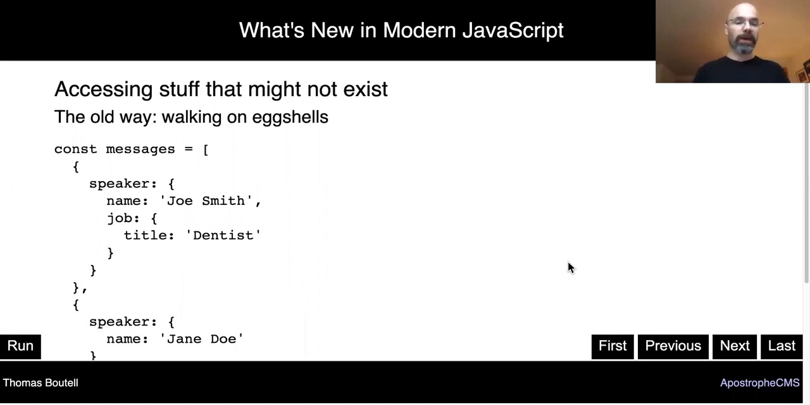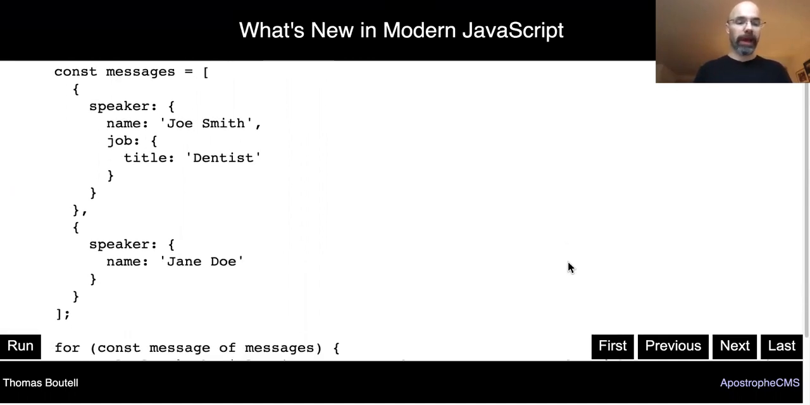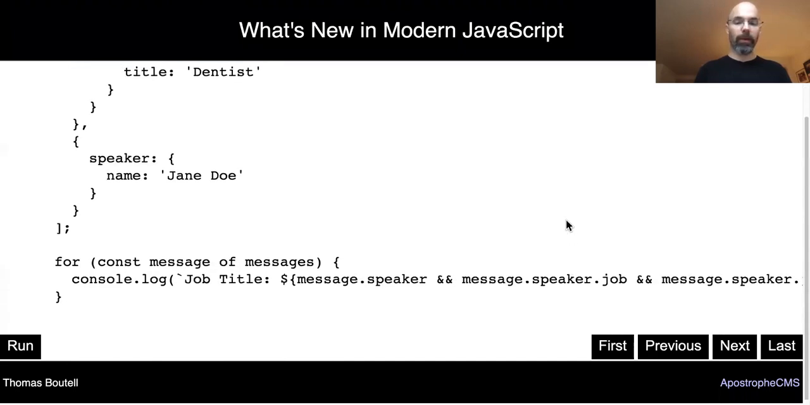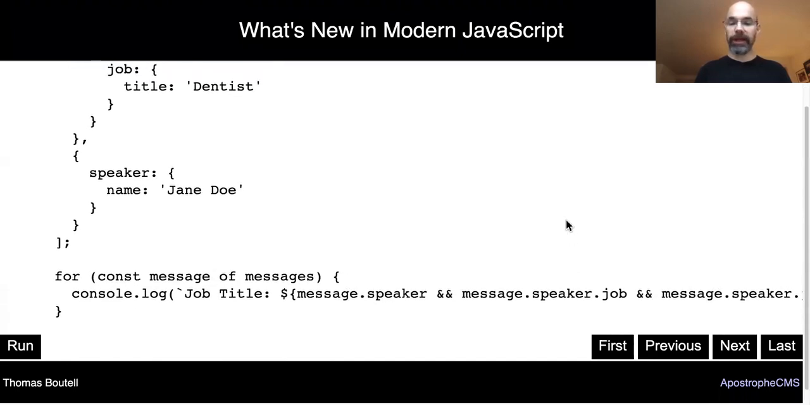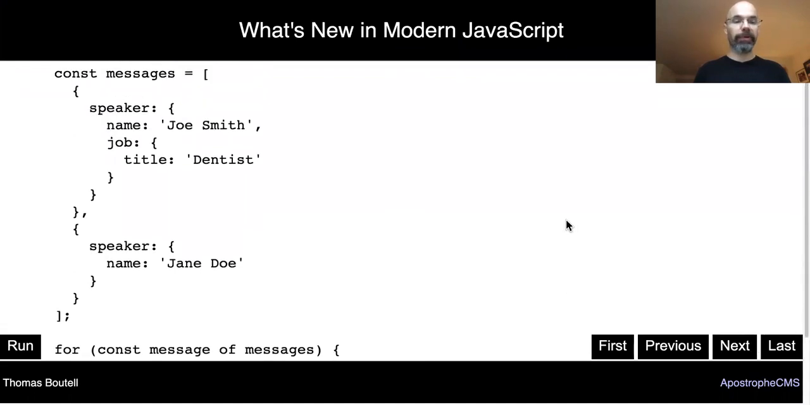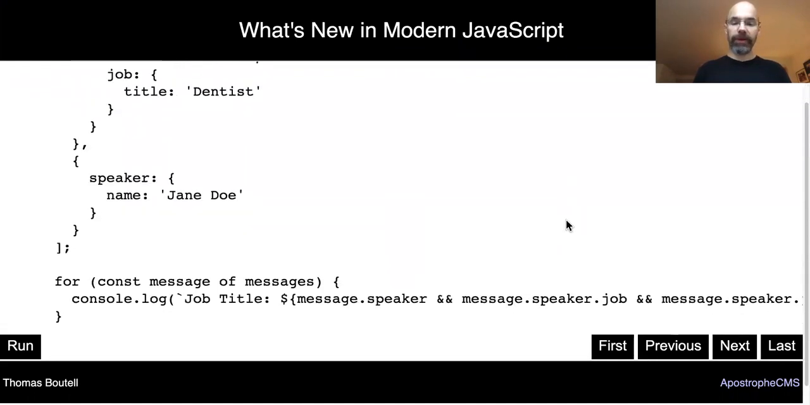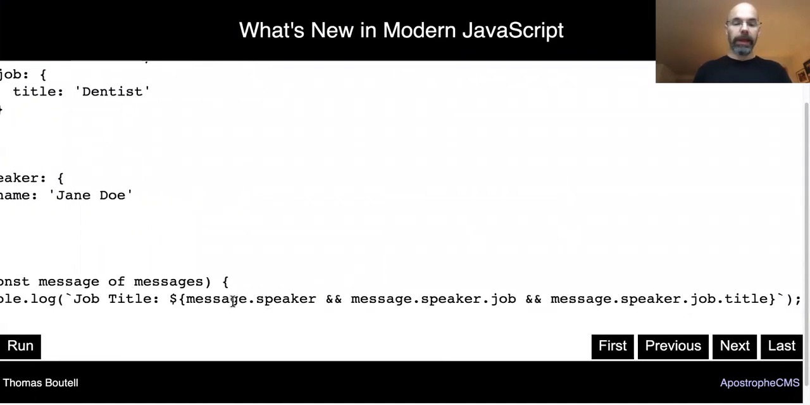And one of the classic problems that I run into is coping with things that might not exist. In particular, let's say I've got a message. That message was spoken by someone. That person might have a job, or they might not. That person might have a job title, or they might not. If I just try to write message.speaker.job.title and they don't have any of those things, crash out.